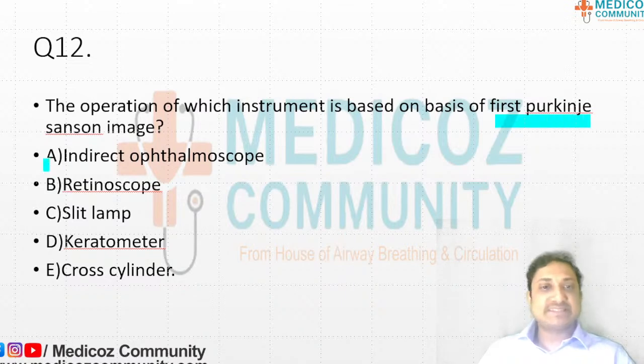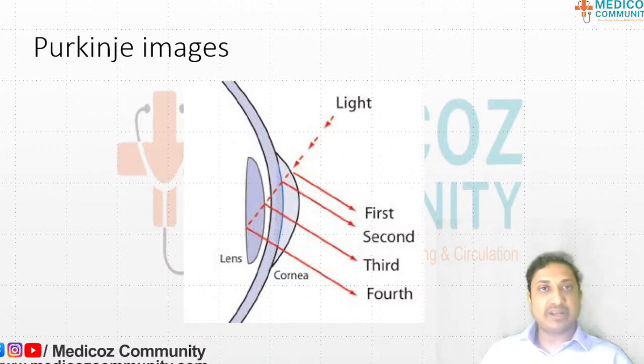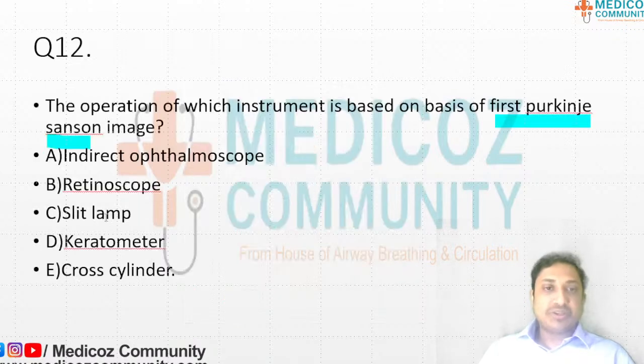So, Purkinje-Sanson images. Let us know about all four Purkinje-Sanson images. See, this is the first Purkinje-Sanson image. This is coming from the anterior surface of the cornea, right? The second Purkinje-Sanson image is coming from the posterior surface of the cornea, while the third is coming from the anterior surface of the lens, and the fourth is coming from the posterior surface of the lens. So coming back to the question again, which device deals with the first Purkinje image that is coming from the anterior surface of the cornea? The answer here is keratometer.